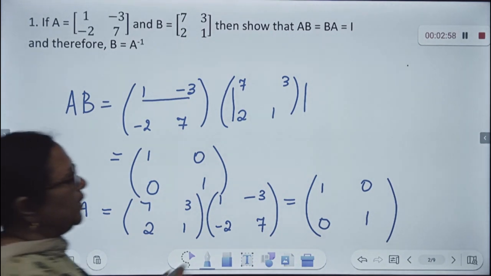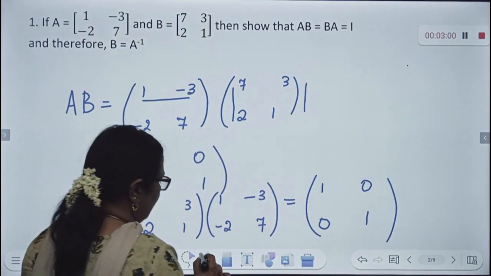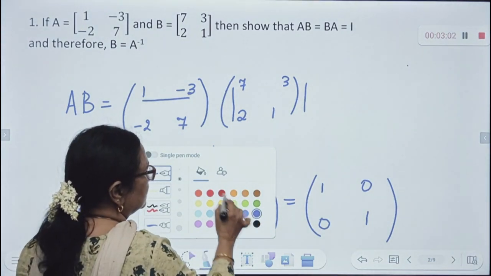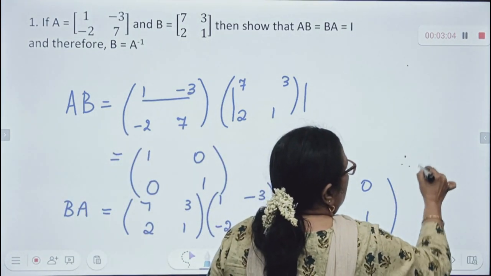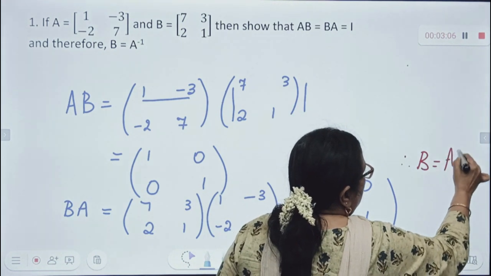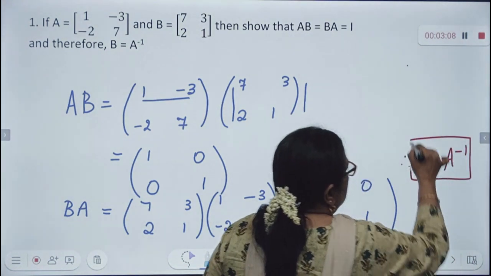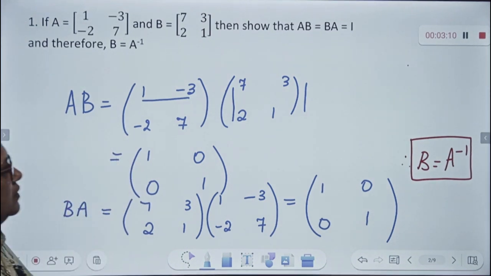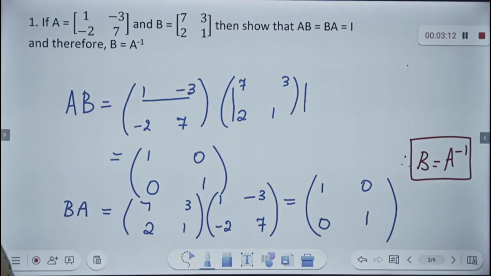So, B can be called A inverse. Therefore, B equal to A inverse. In fact, one is the inverse of the other. AB equal to BA equal to I.